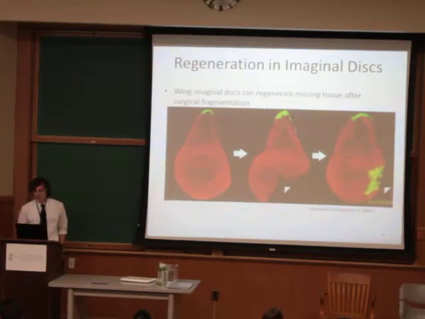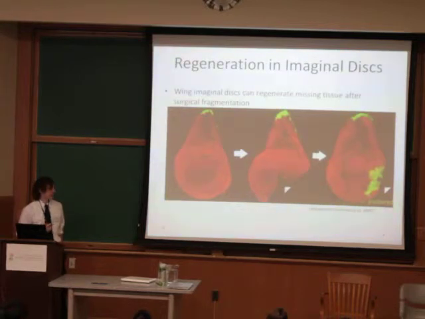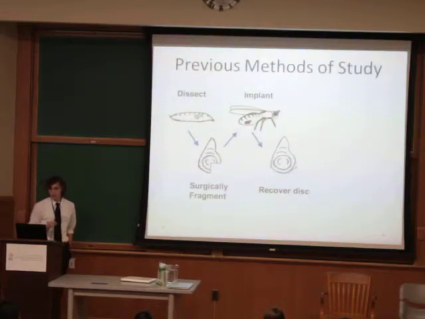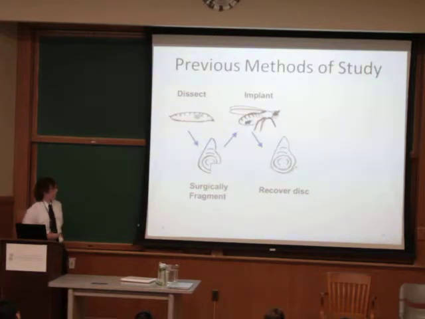So we hope that understanding why certain genes are on and other genes are off in regenerating tissue will give us a better understanding of why some tissues, such as the human liver, can regenerate, while other tissues, such as the human heart, cannot. Now, the previous methods for studying regeneration in Drosophila were very difficult.